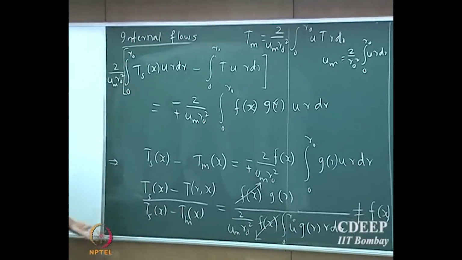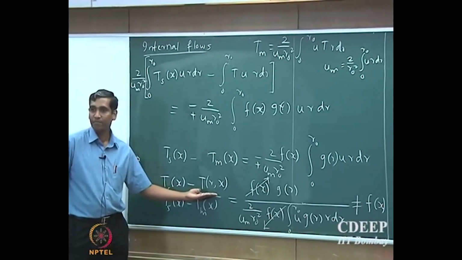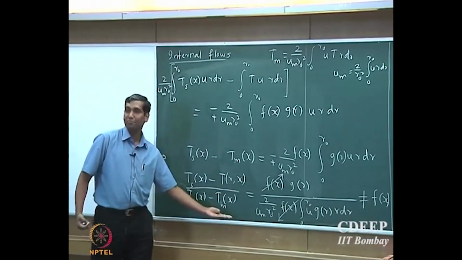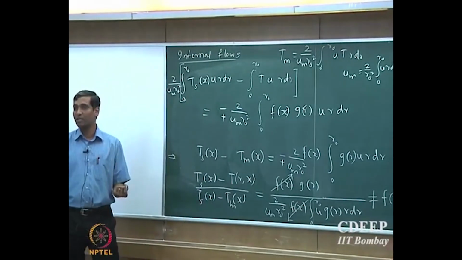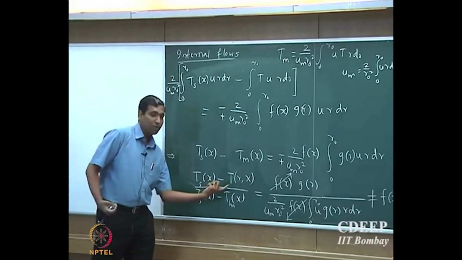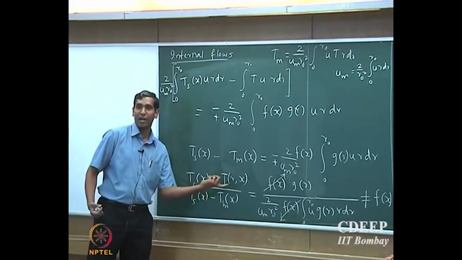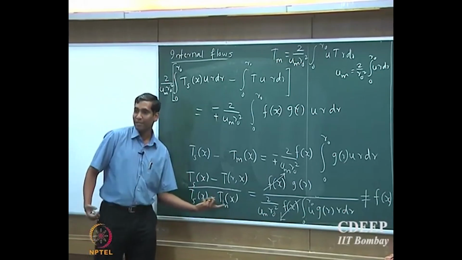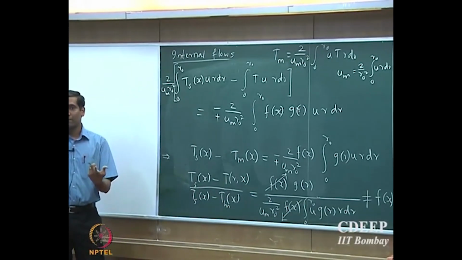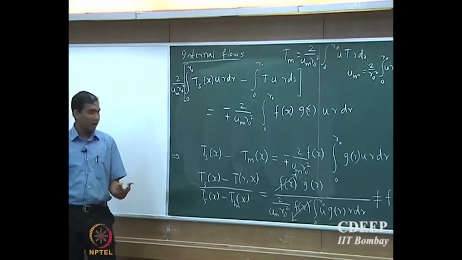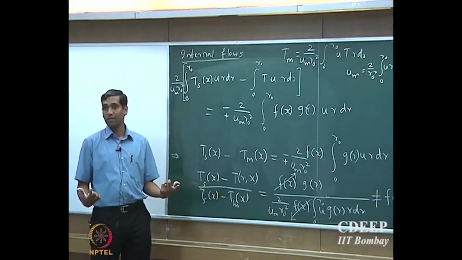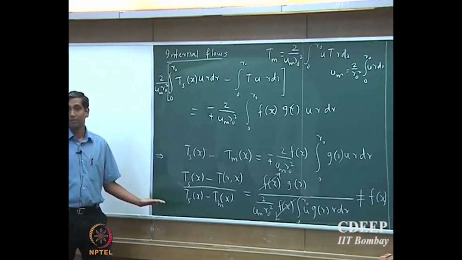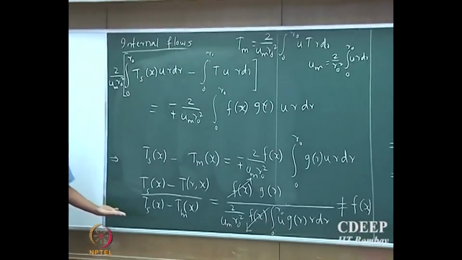What it means to say similar profile is that the profile that you will get for Ts minus T and that for Ts minus Tm would be exactly the same in the x direction. So the profile that you will get for the difference in the surface temperature and the local temperature and the difference in the surface temperature and the cup mixing temperature, that difference will be the same at any location in the fully developed regime. So as a result, this ratio is not a function of the axial position. So that's an important result.